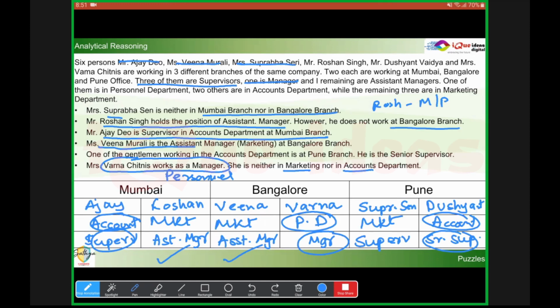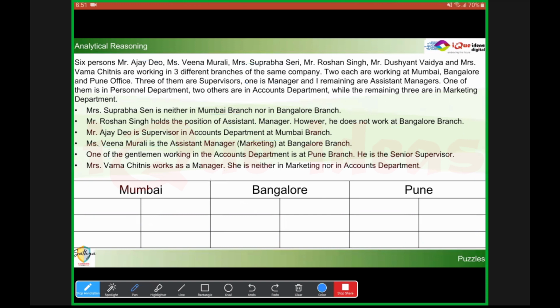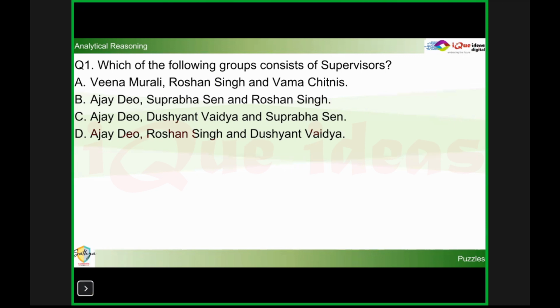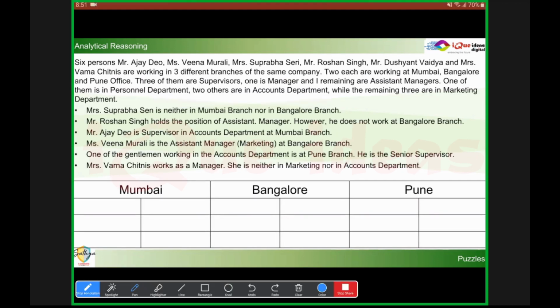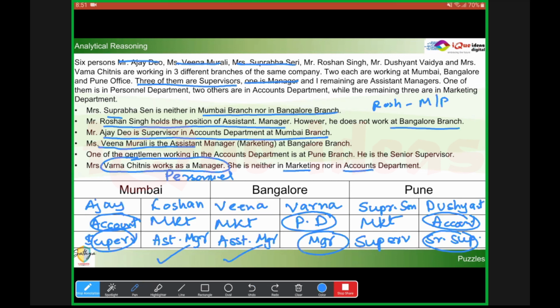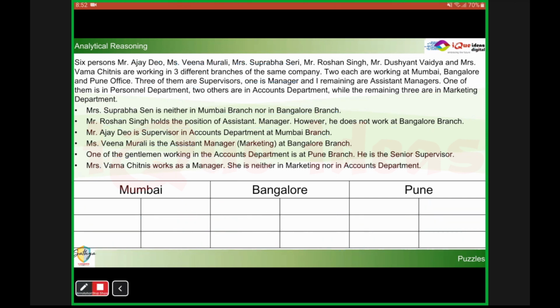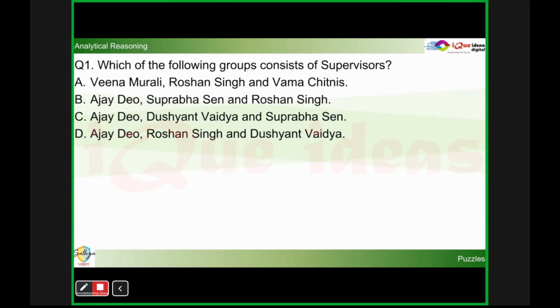So if the table is complete, obviously the questions will be very, very easy to solve. Questions to bade straightforward honge. Like, which is the group of supervisors? तो तीन सुपरवाइजर कौन है, ऑप्शन में से उठा लो, टेबल आपके सामने होगा तो बिंदास आंसर कर सकते हो, राइट? सो द सुपरवाइजर्स आर अजय, सुप्रभा एंड दुष्यंत. सो अजय, सुप्रभा एंड दुष्यंत, ऑप्शन सी इज द आंसर.